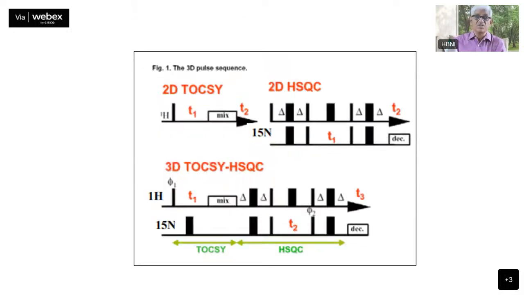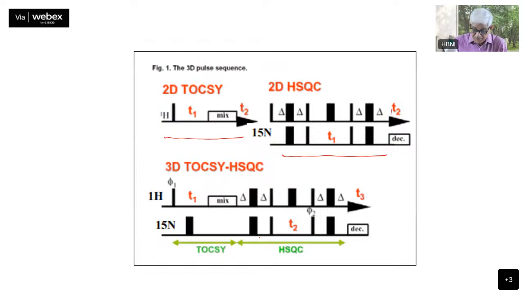Okay, now how do we do this combination? We have seen here the 2D TOCSY experimental sequence. This is the normal 2D TOCSY experimental sequence, and this is the normal 2D HSQC sequence. And we have seen how to combine these in the 2D TOCSY-HSQC. What we did, we simply added the TOCSY pulse sequence further in the 2D HSQC. We did not put the T2 time, another time variable, there. So now we have to put a time variable. We make a combination, the 3D TOCSY-HSQC. We want to combine these two pulse sequences.